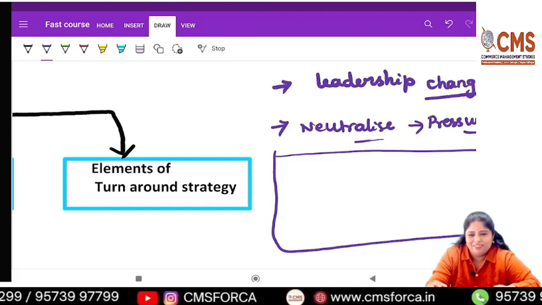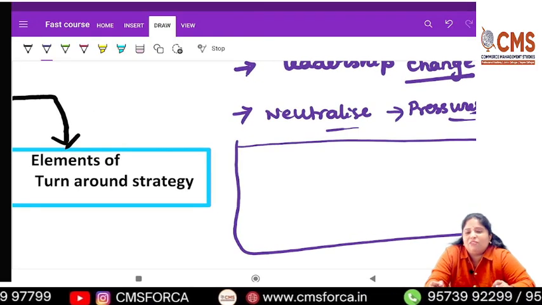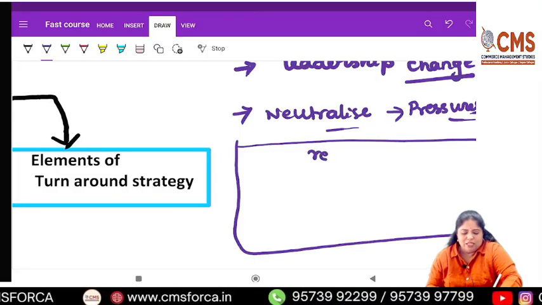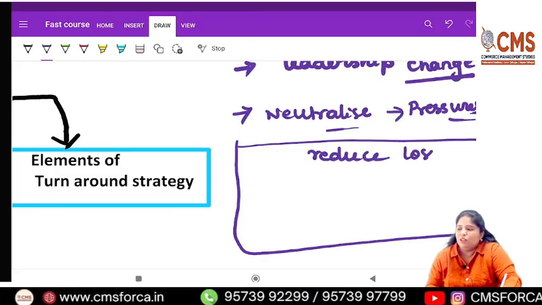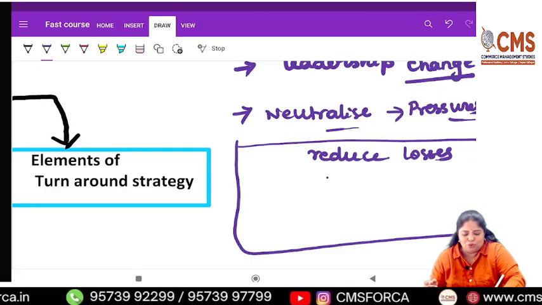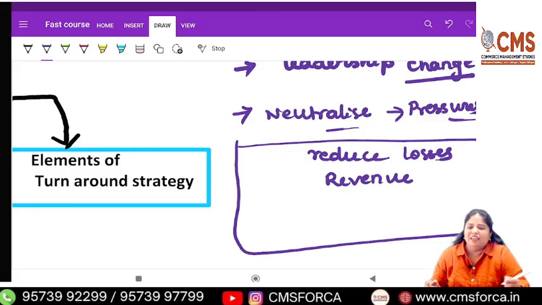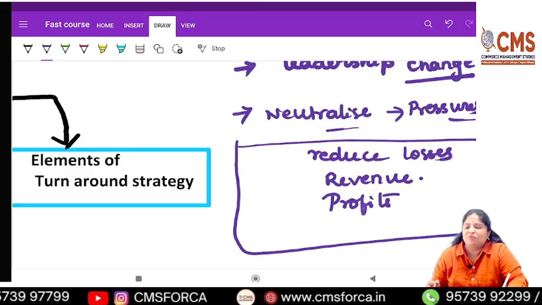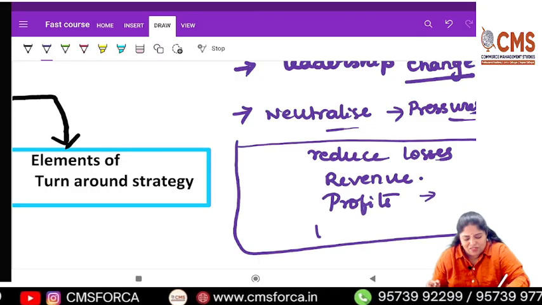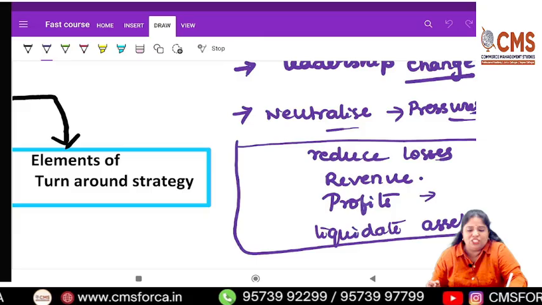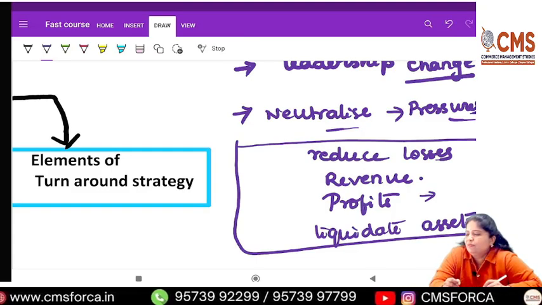Take a free hand. So now when you talk about elements of turnaround strategy, the first thing they have to do is reduce their losses. And once losses are reduced, they have to improve and generate revenue. And over a period, their profits must improve. And whatever assets they are not in need of, they should go for proper liquidation of all assets.